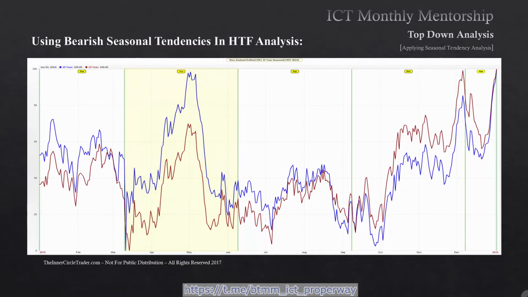Then December's contract has a very strong tendency to rally late in the year, and understanding that, it's pretty obvious that if you're going to be trading the Kiwi, you want to be focusing on the June contract and the December contract. That's the powerful nature of understanding these seasonal tendencies.